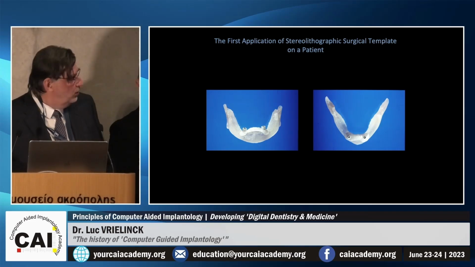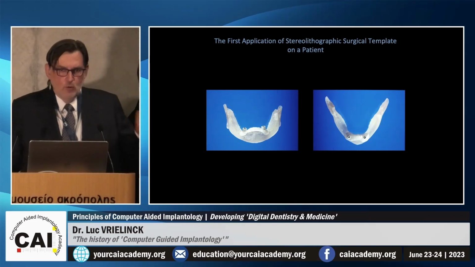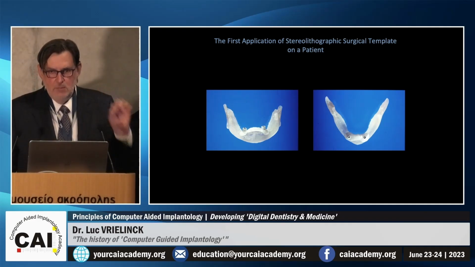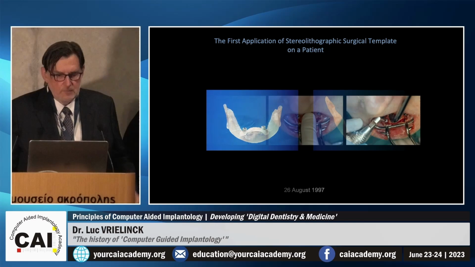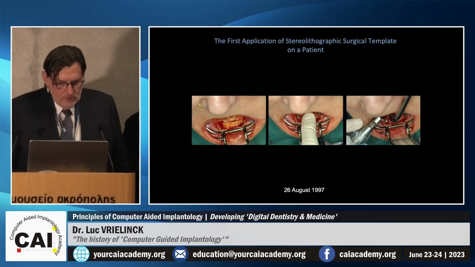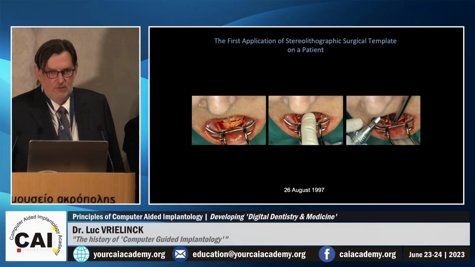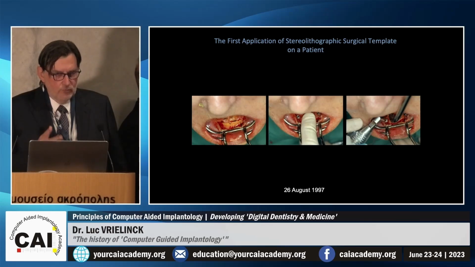On top of the model, you see a stereolithographic drill guide with tubes, and they had only one diameter of tubes, 2 millimeters. So you can use it for your 2 millimeter drill, and then you go on. This is the operation. And finally, it was there Tuesday, 26th August 1997. This is the day the first patient in the world was treated with the stereolithographic drill guide.